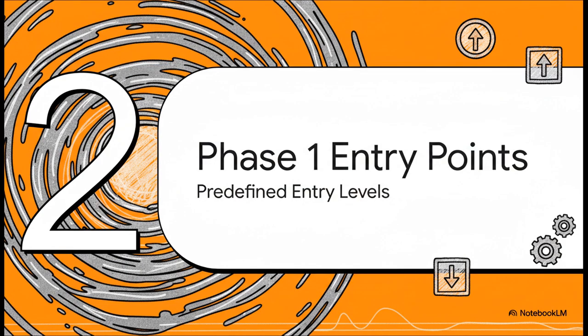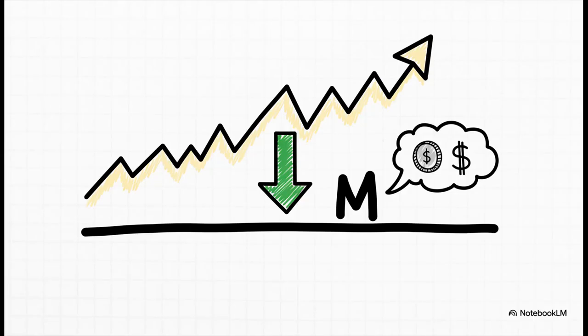All right, on to Section 2, Phase 1 entry points. Now we're getting into the real details. The model gives us two predefined entry levels to look at. First up is the primary entry. It's designated as level M, and the price for this level is set at $65.